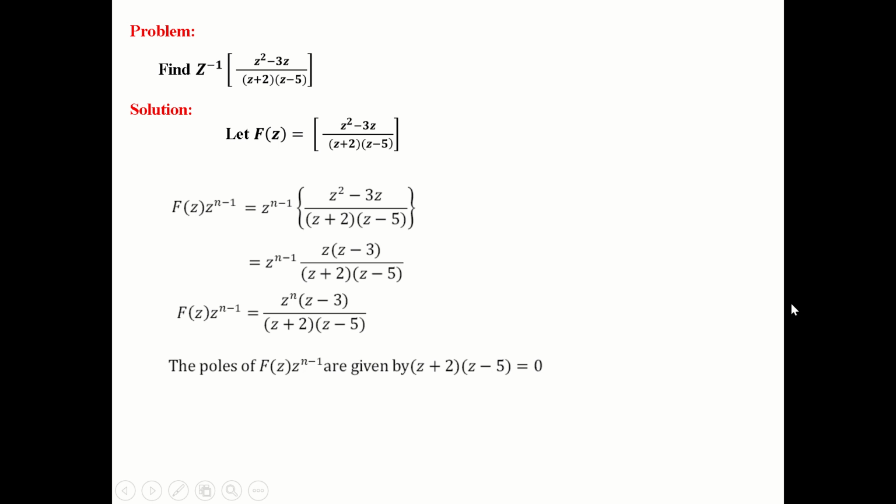To find the poles of f of z into z power n minus 1, we take the denominator function, which is (z plus 2)(z minus 5). Take (z plus 2)(z minus 5) equal to 0 and solve for z. Clearly z equals minus 2 and z equals 5. So z equals minus 2 is a simple pole because the order is 1, and z equals 5 is also a simple pole whose order is 1.